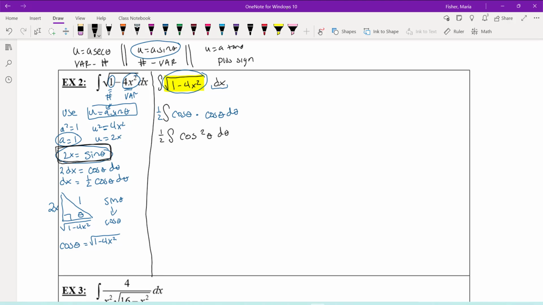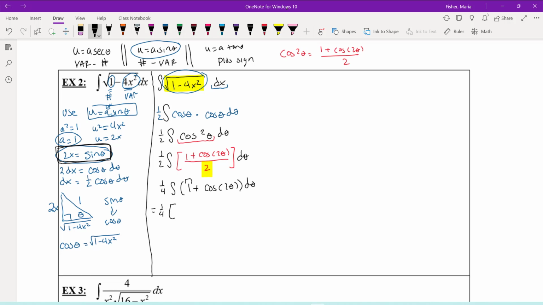How do I integrate cosine squared theta? I have to use the power reduction formula that we learned in section 8.3. The power reduction formula said if you have cosine squared theta, you would use 1 plus the cosine of 2 theta all over 2. So instead of cosine squared, I write 1 plus the cosine of 2 theta all over 2 d theta. The all over 2 is a constant multiplier, so we factor it out of our integral. So we're just looking at 1/4 the integral of 1 plus the cosine of 2 theta d theta. Well, that's something that I can integrate.